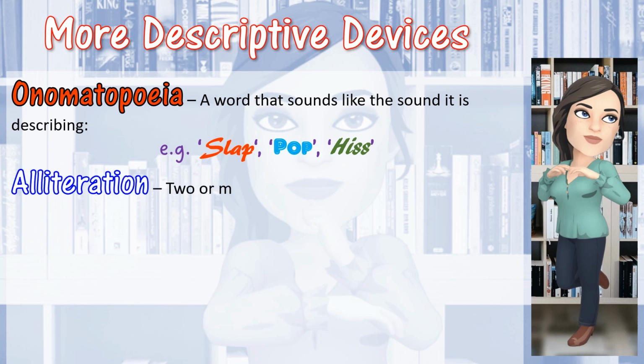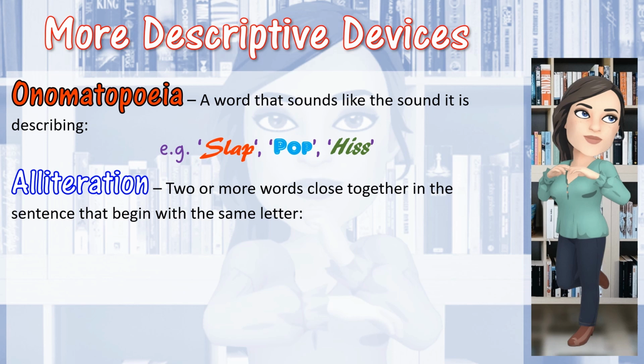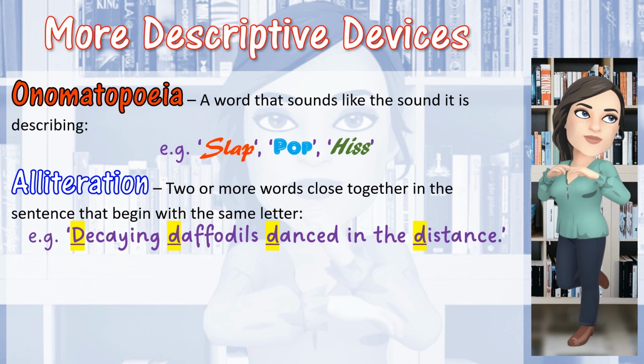Next we have alliteration, where we have 2 or more words close together in the sentence that begin with the same letter. For example, decaying daffodils danced in the distance. This can emphasize a description, as it does for this example, or it can add a rhythm in order to make whatever's being stated memorable, which is very useful in advertisements.